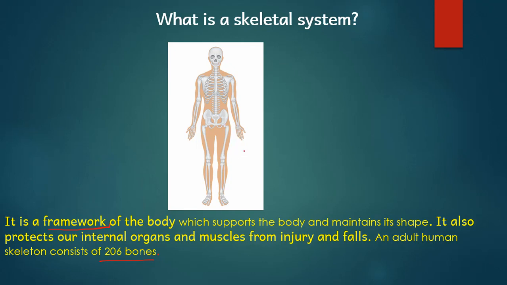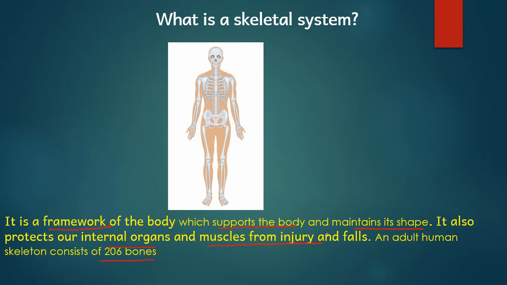And what is the function of the skeleton? It supports your body and gives it a proper shape. It also protects the internal organs, heart, liver, kidney, etc. and muscles from any kind of injury. So whenever you fall down accidentally, it is not that your heart is injured, your liver is injured, your kidney is injured. Why? Because you have a hard structure protecting your body, right?